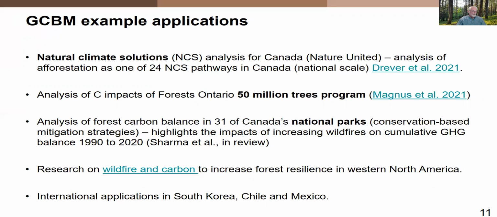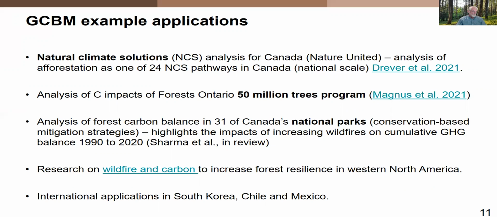We also just published a paper with Georgina Magnus and others on the impacts of Forest Ontario's 50 Million Trees program. And with Tara Sharma and others, we're just completing a study of the carbon balance of the forests in 31 national parks of Canada to quantify the impacts of conservation-based mitigation strategies, because Canada's national parks, of course, are the poster childs of long-term conservation.